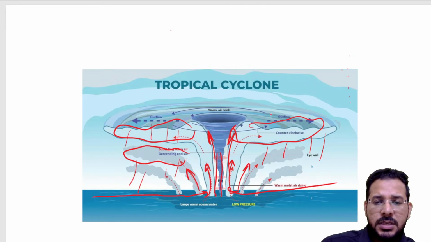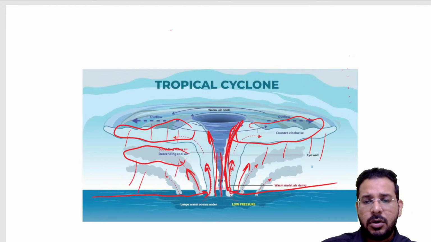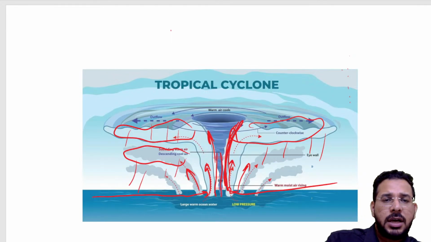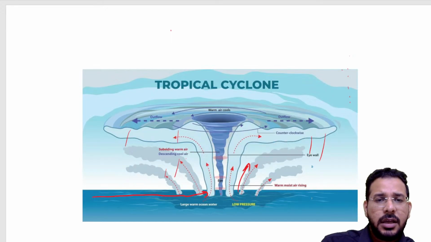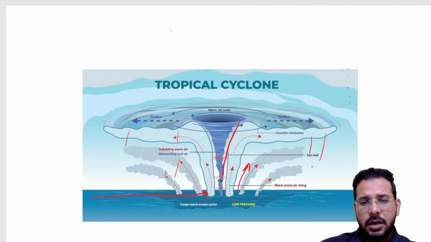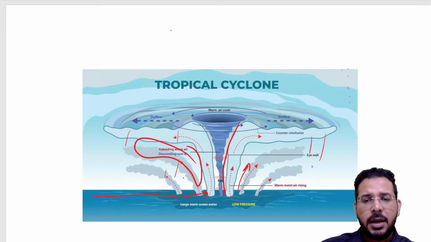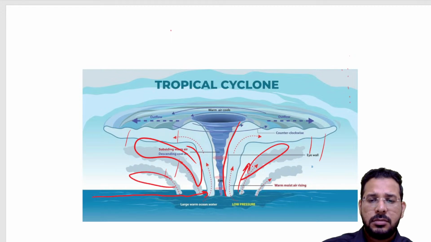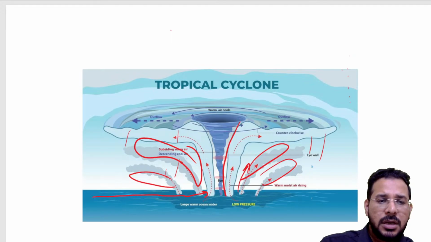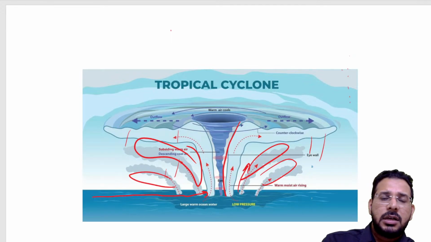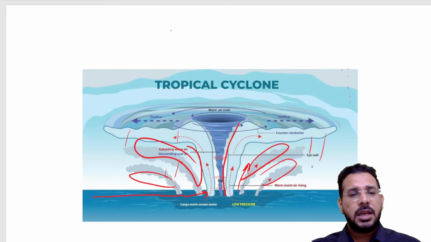So this region is called the eye wall, because it is surrounding the eye. And these clouds, this region is called the rain band. These are rain bands. So different types of clouds like cumulonimbus clouds, cirrus clouds, etc. are present in a cyclone.